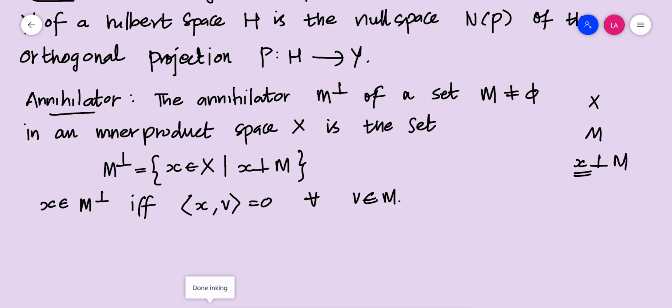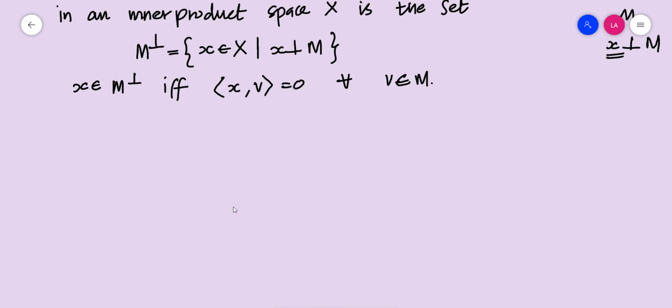Now this annihilator has a certain set of properties. The first property is that it's a vector space. So the first property regarding the annihilator is that M perpendicular is a vector space.